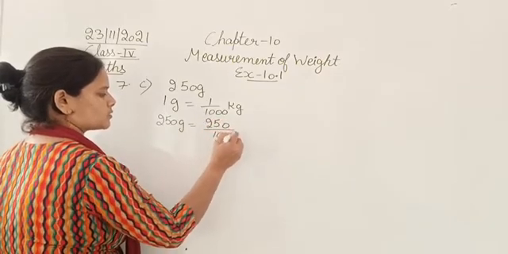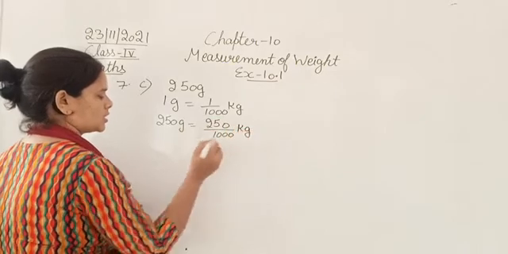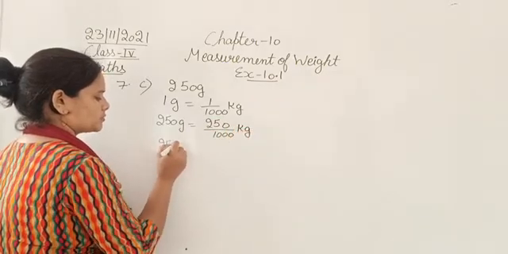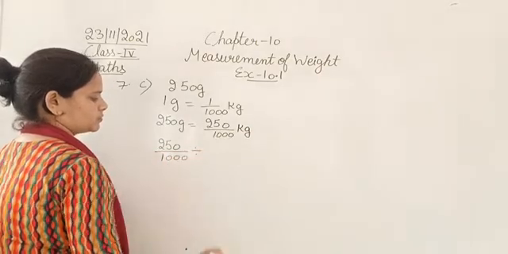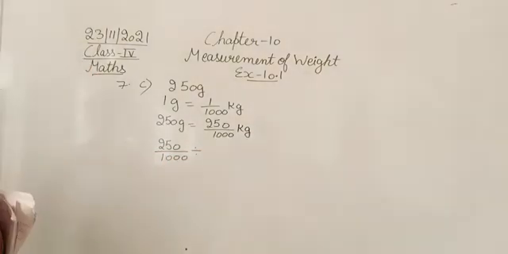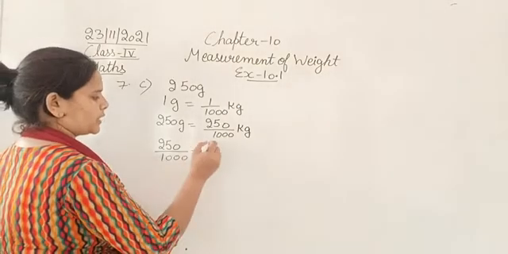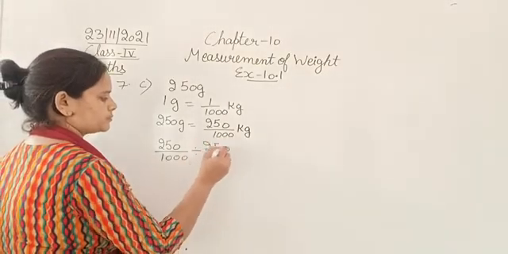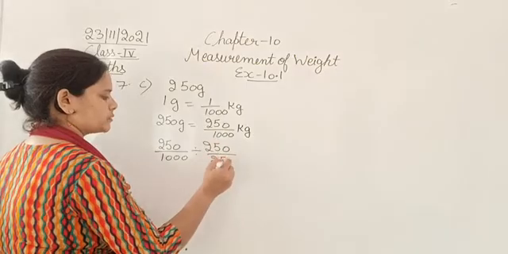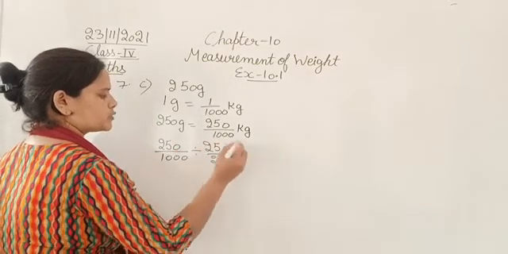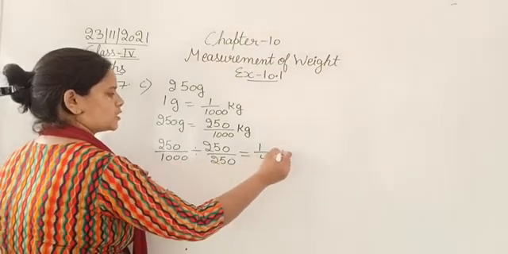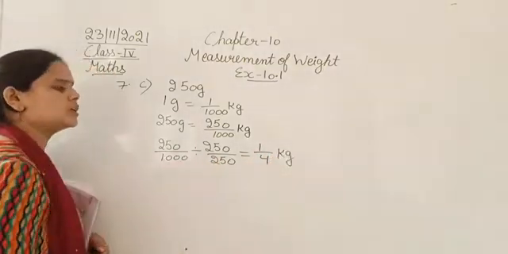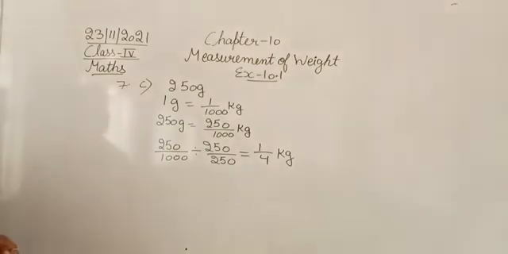1000 kg, right? Now divide this with the same number, okay? We can divide this both with 250, दोनों को 250 से divide करो. So 250 divided by 250, that is 1. 1000 divided by 250, that is 4, is equal to 1 upon 4 kg. So 250 gram is equal to 1 upon 4 kg.